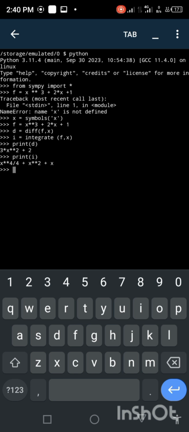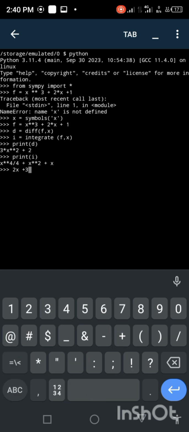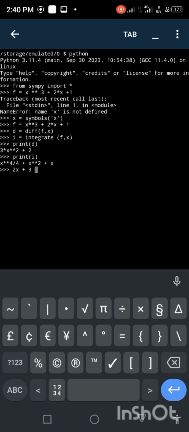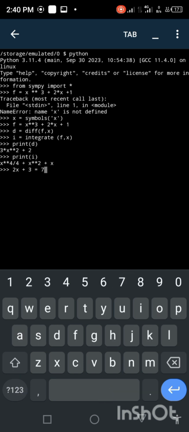Now let's try to solve a linear equation. The equation is going to be 2x plus 3. Let me space it to be nice. Is equal to 7. That is the linear equation that we are about to solve. Alright. It has given an error. It's okay. We're just writing that down so that you just see it.